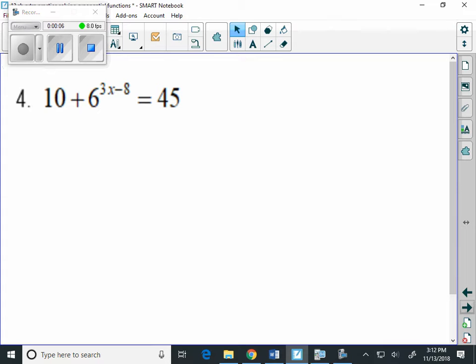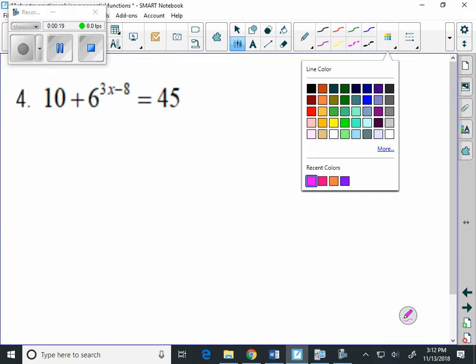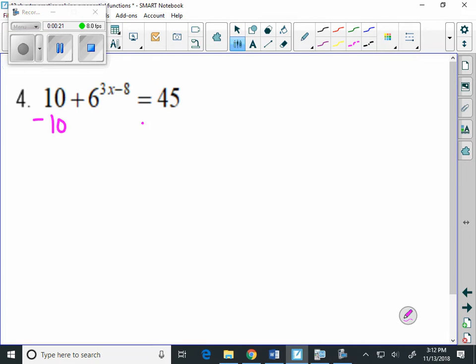Still working on extra practice solving exponential functions, and we need to isolate the variable as much as possible. So we're going to subtract 10 from both sides. We get 6^(3x-8) = 35. And now we have it in a format where we can actually solve this.